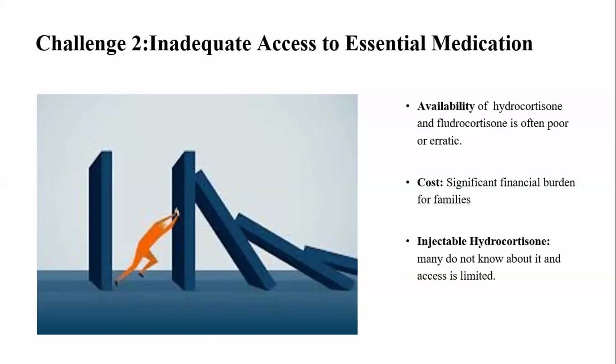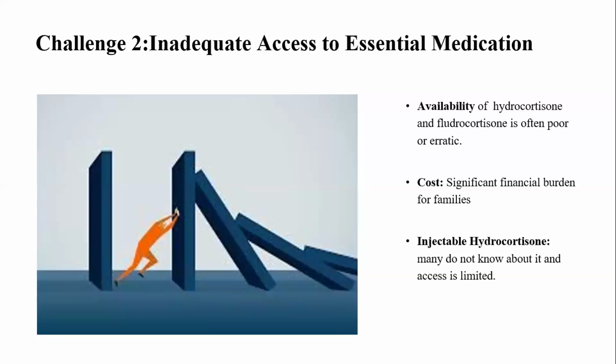And then the injectable hydrocortisone, which is crucial for emergencies. Many people do not know about it, I should say, especially in the remote areas. And access to this injectable hydrocortisone can be particularly limited. Even for hydrocortisone and fludrocortisone, in the rural areas someone will call and say, I couldn't find it in the area. So they have to travel kilometers, maybe 60 to 80 kilometers to the nearest place to buy the medication. So that is actually a big challenge for us.